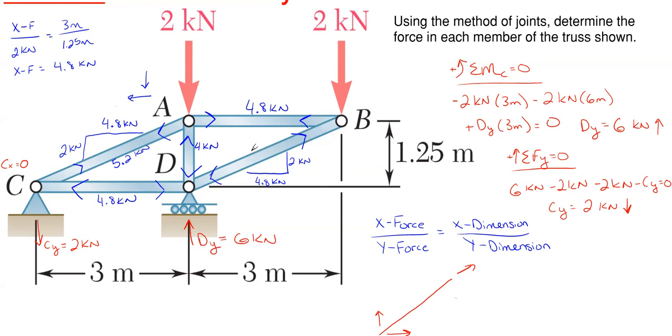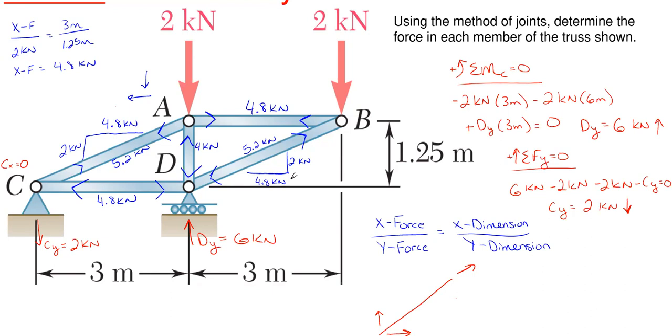Alrighty, so let's go ahead and fill in the actual axial force here. 2 squared plus 4.8 squared, square rooted, gives me 5.2 kilonewtons of axial force inside member DB. Alrighty, so there is the completed truss.